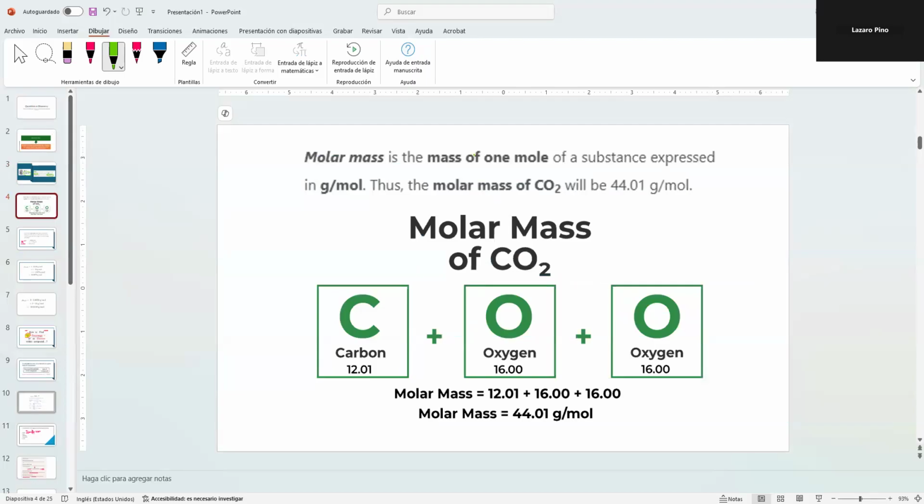Well, how do we calculate the molar mass of a compound? In this case, we have CO2. We know that in CO2 we have 1 atom of carbon and 2 atoms of oxygen. Then we sum the mass of each atom in the compound, and the total mass is what we call molar mass.